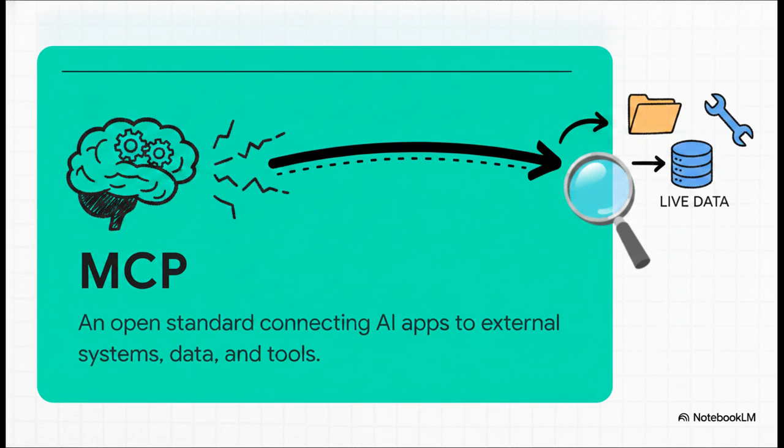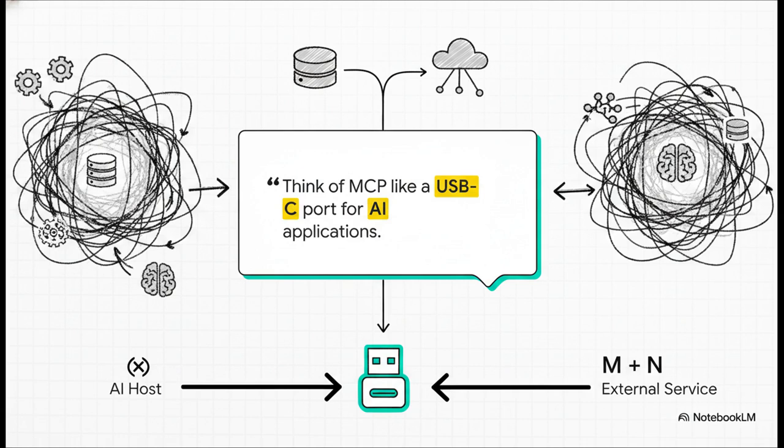MCP is an open-source standard introduced by Anthropic that provides a standardized bridge between these AI applications and your external systems. It completely eliminates the need for developers to write fragile one-off custom adapters for every single new AI tool. Think of MCP like a USB-C port for AI applications. It's a real game changer.